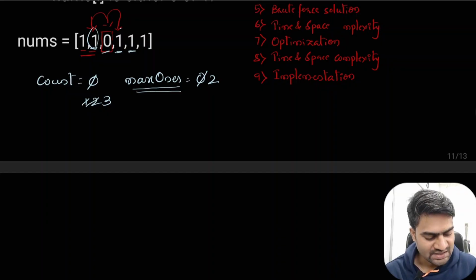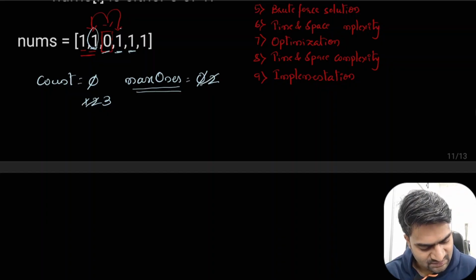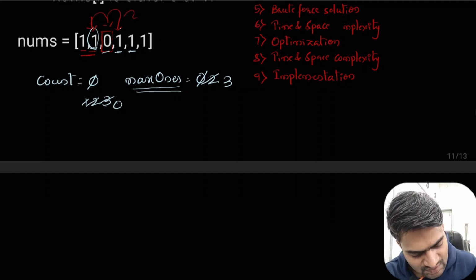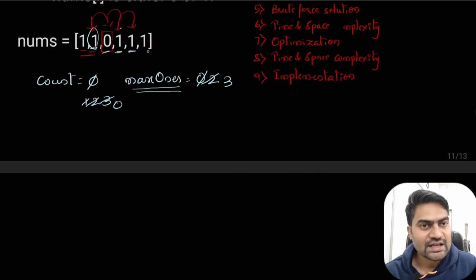So what I will do, I'll stop and I'll update my max ones with this particular value because it is greater than the current max ones. Now once that is done, I will reset it to 0. Now again I will move this and again I'll start counting. If I do that again, this becomes 0, then again it gets incremented.